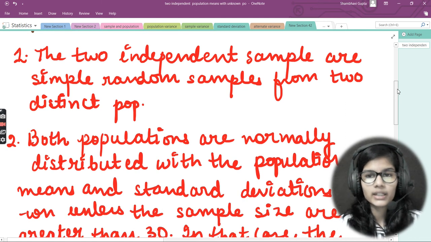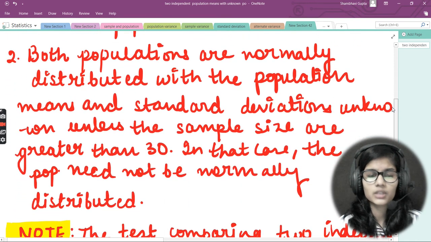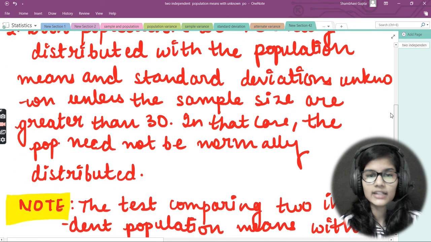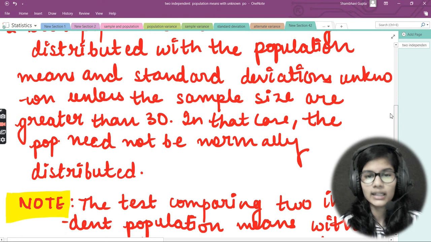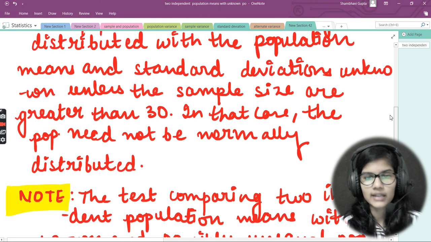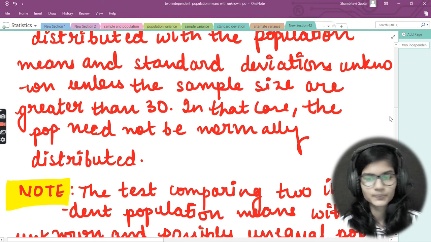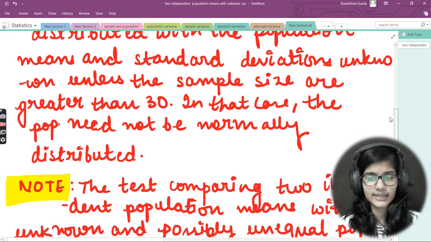So the two independent samples are simple random samples from two distinct populations, right? That we had understood. We had understood even that if both populations are normally distributed with the population means and standard deviations unknown, unless the sample sizes are greater than 30. In that case, the population need not be normally distributed. Right, we had seen these things.